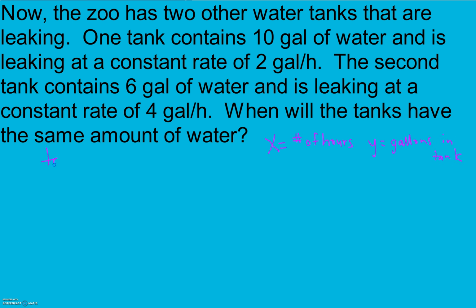So for tank 1, it has 10 gallons of water. So the amount of gallons is going to be 10. And is leaking. Leaking means we're going to subtract. So minus 2 gallons per hour means 2 times X because X is our number of hours. For tank 2, the second tank contains 6 gallons of water. So the amount of gallons is going to be 6 and is leaking, so minus, at a constant rate of 4 gallons per hour means times X.